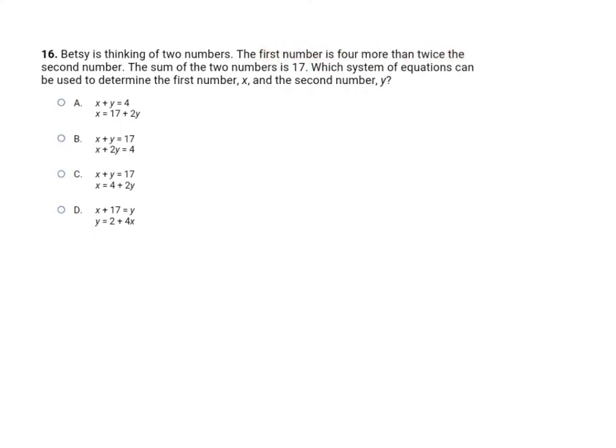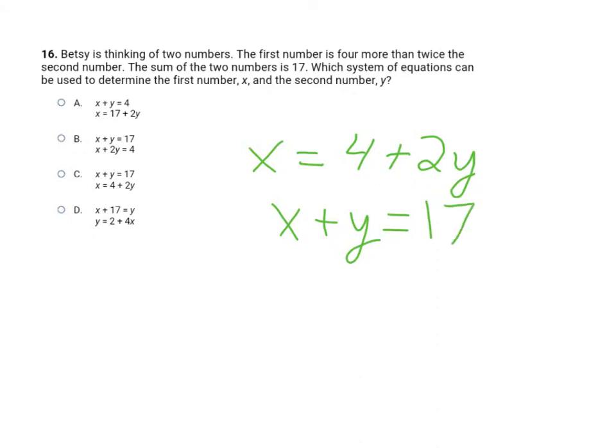So here, this first sentence, the first number, so we're going to write an x, is, that means equals, 4 more than, so it's going to be 4 plus, twice the second number, so it's 2 times the second number, or 2y. The second sentence then is the sum of the two numbers is 17. So sum means you're going to add the two numbers. So x plus y equals 17. So the answer that has those two is C.